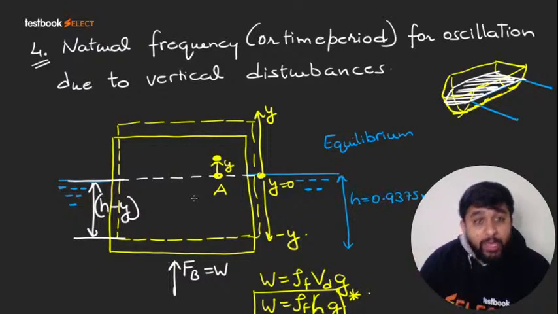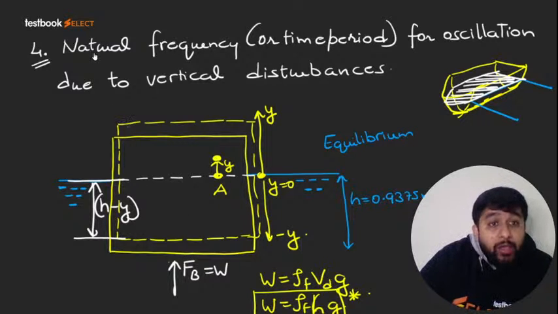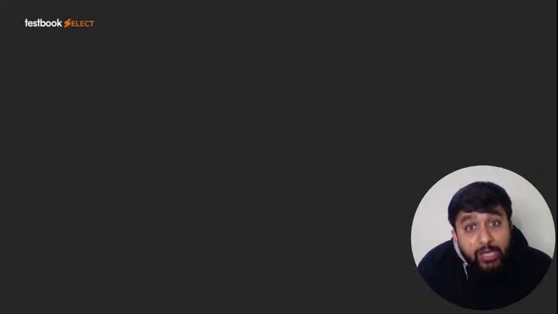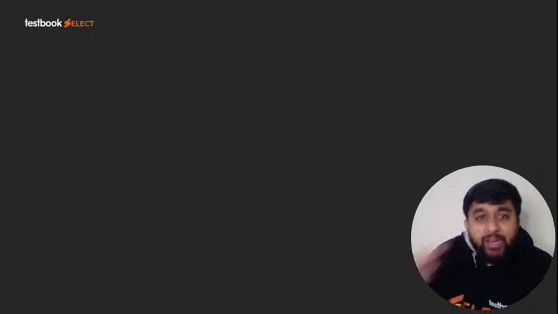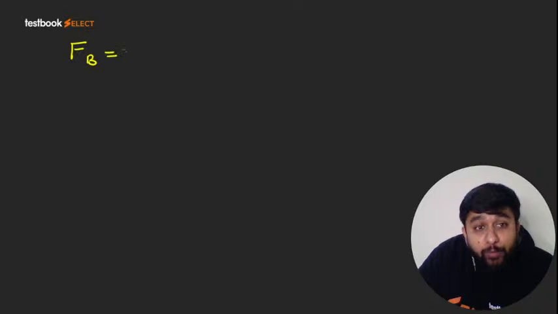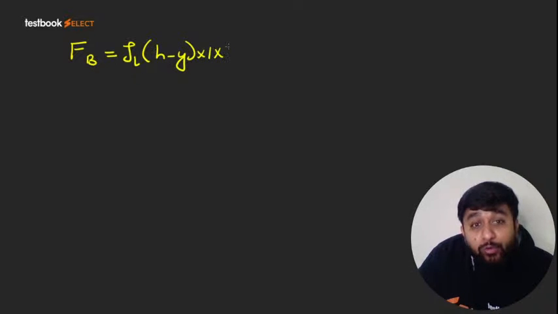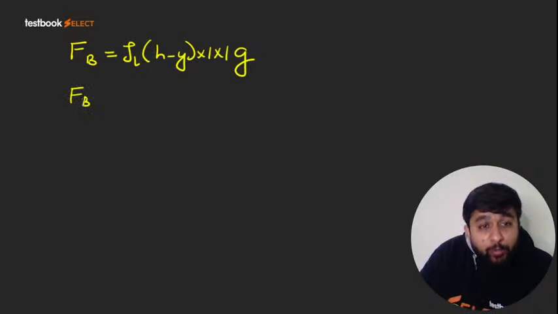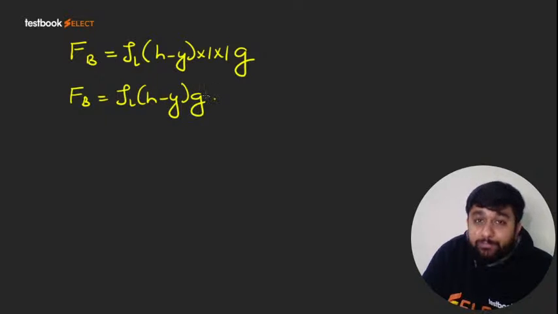Okay, where was I? Yes. So right now the depth of the body inside water is only H minus Y. So at the current time instant, what will be the buoyant force? The buoyant force will be the density of liquid into the volume of displaced fluid, which will be H minus Y into 1 into g. This will be the buoyant force: rho L, H minus Y, into g.